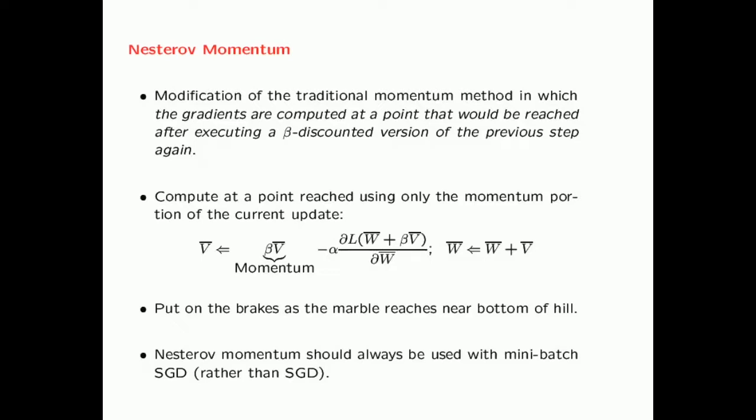Very often when the marble crosses the bottom of the hill, the directions of the gradients are going to change. So just before it reaches the bottom of the hill, it's going to get warned that the direction of the gradient is going to change, and gradient descent is going to put on the brakes as the marble reaches the bottom of the hill. So there will be less oscillation when you use Nesterov momentum as opposed to the momentum method. Nesterov momentum should always be used with mini-batch stochastic gradient descent with modest mini-batch sizes. It should never be used with stochastic gradient descent or very small mini-batch sizes.